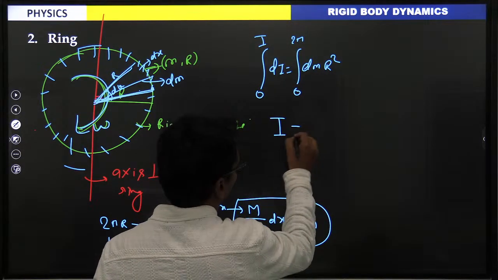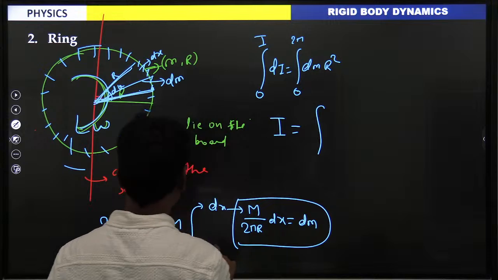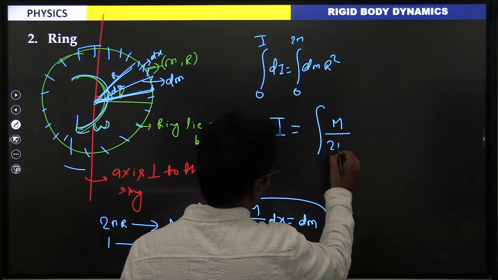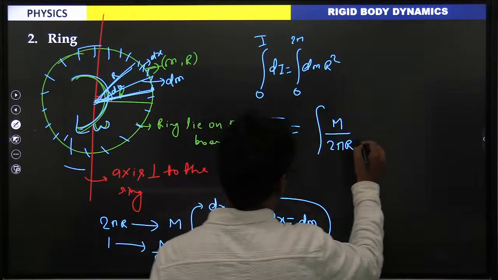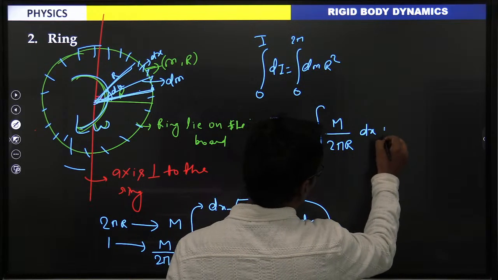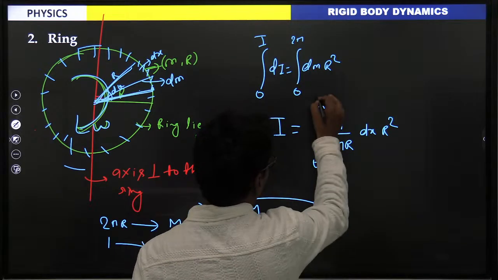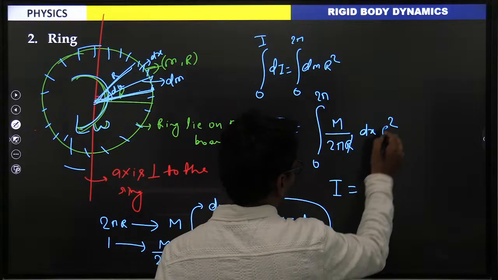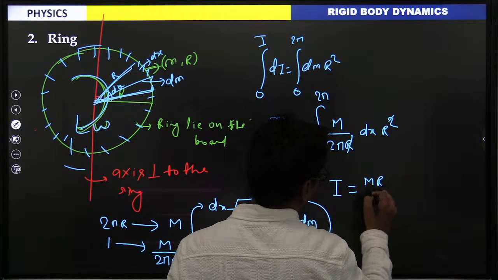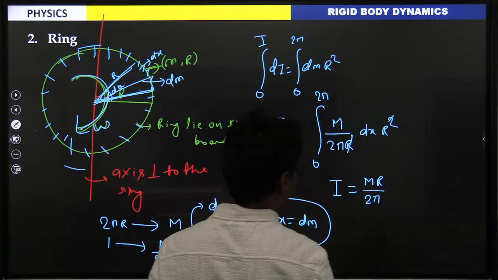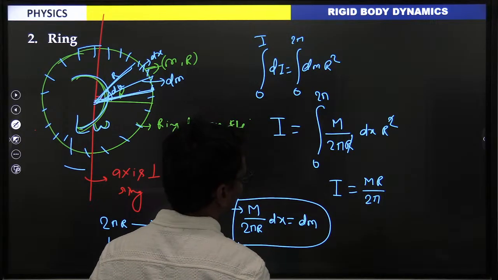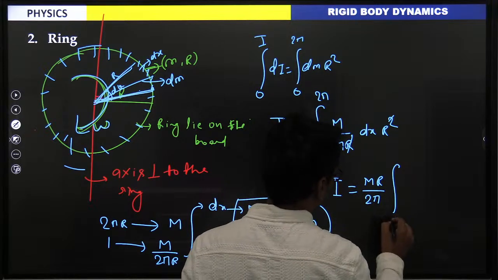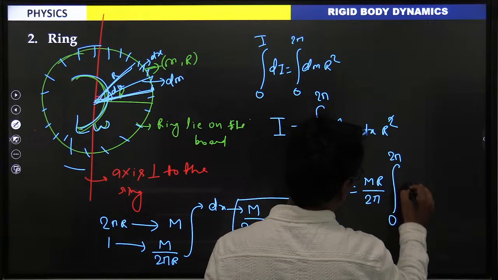Now we can integrate it. This is I and this becomes dm. What is the value of dm? It is m by 2 pi r dx into r square. This becomes 0 to 2 pi, and this becomes I, and cutting down r to r, this becomes m r upon 2 pi outside, and this becomes 0 to 2 pi dx.